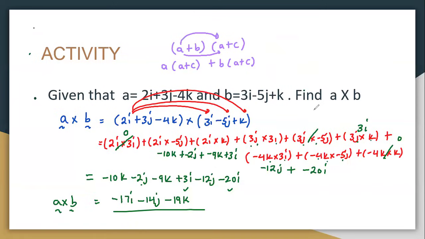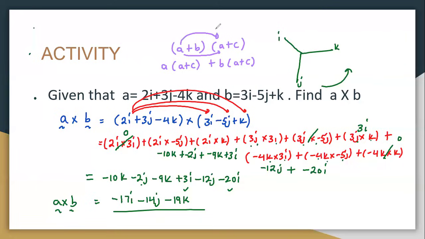Like I told you earlier on, those components can be fixed in any way. You can say this is my I, this is my J, and this is my K. What is important is that our movement is anti-clockwise, that gives us a positive. The moment you move in the clockwise, you get a negative.